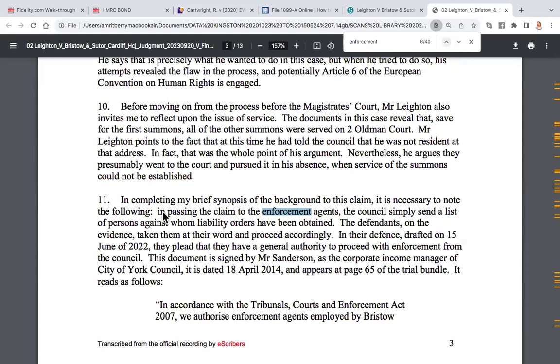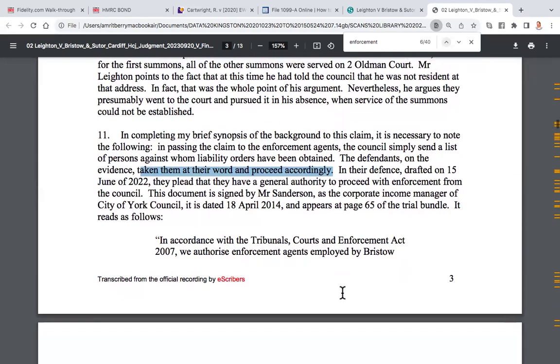In passing the claim to the enforcement agent, the council will simply send a list of people against whom liability orders have been obtained. Then they take them at their word and proceed accordingly. They have a general authority to proceed with enforcement. So anyway, that's their side of it. We're not interested in their side of it.